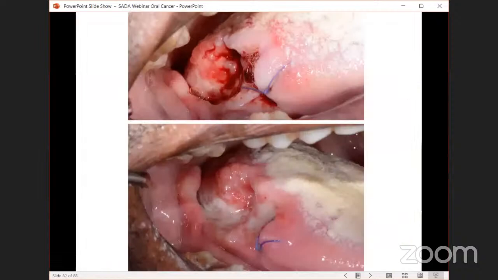This was a 48-year-old male patient. He complained of a 6 months' history of sores in the mouth, which he said were painless. And he was a 30-pack-year smoker. And here you can see the fungating, extensively destructive lesion, which when biopsied came back as squamous cell carcinoma and even had perineural invasion.